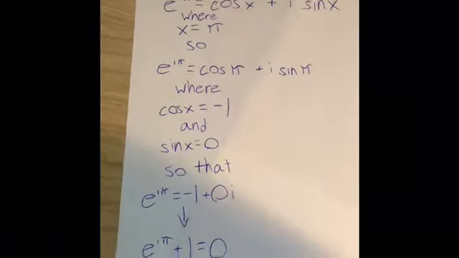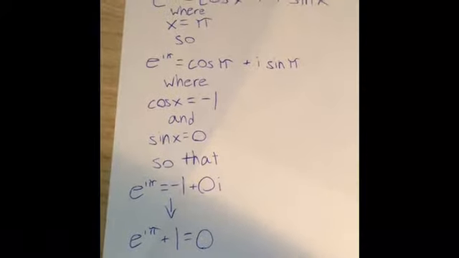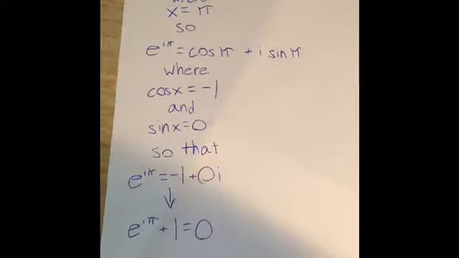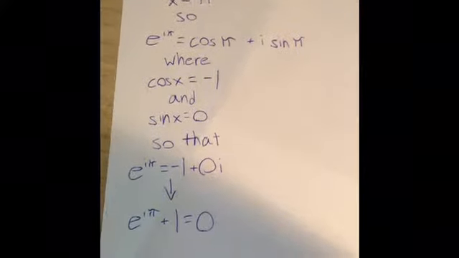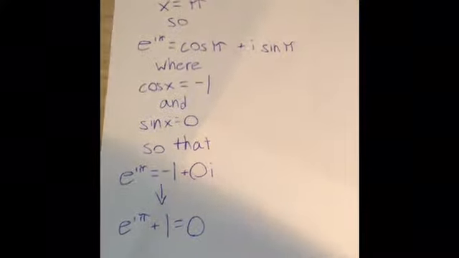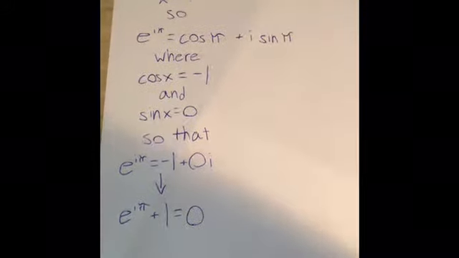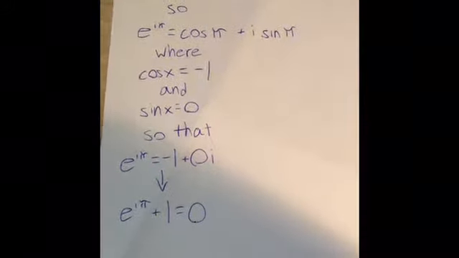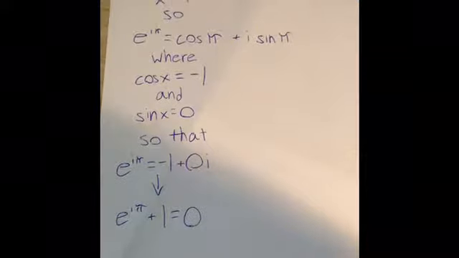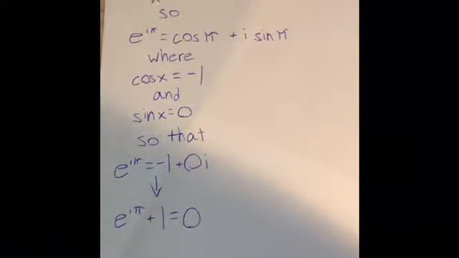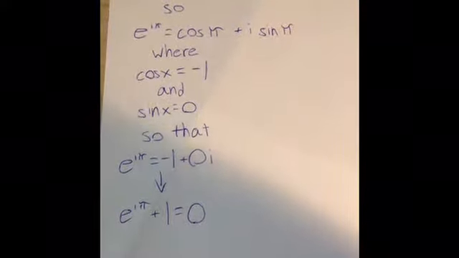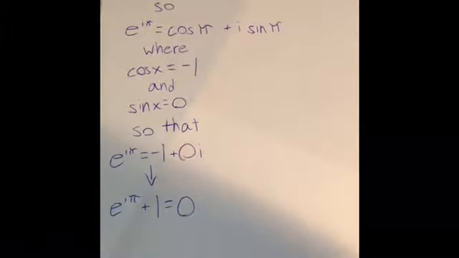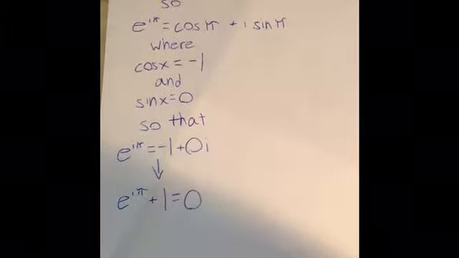When you plug pi into the slot of x in the starting equation, the equation becomes e to the power of i pi equals cosine of pi plus i sine pi, where cosine of pi equals -1 and sine pi equals 0, so that e to the power of i pi equals -1 plus 0i, which yields Euler's identity, e to the power of i pi plus 1 equals 0.